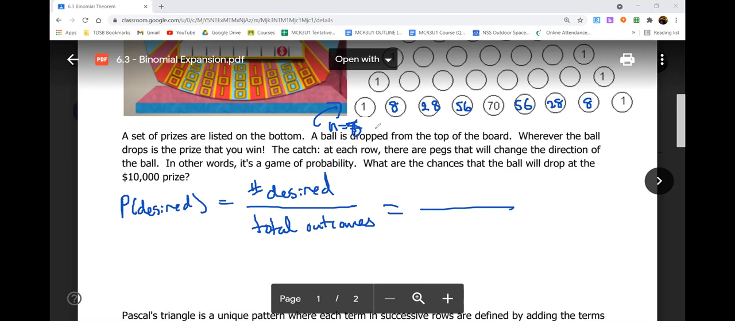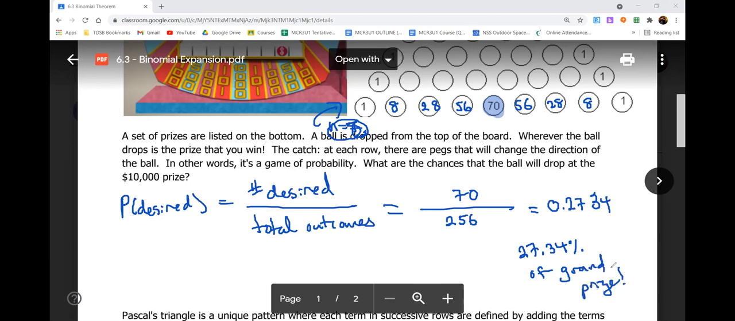So how many total outcomes are there? You can add all this, or you might remember, oh, this is the 8th row. The total outcomes would be 2 to the power of 8. Either way, you should have gotten 256. How many different ways can we get the desired outcome? 70. 70 divided by a total of 256 ways gives you approximately 0.2734. So that means there is a 27.34% chance of the grand prize.